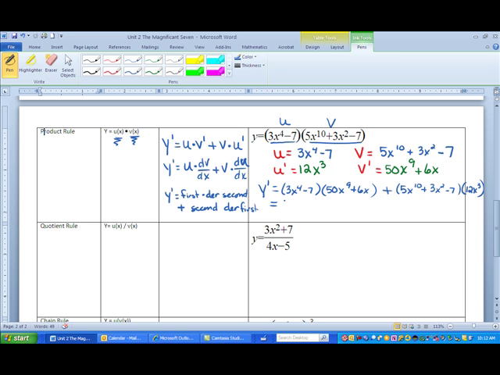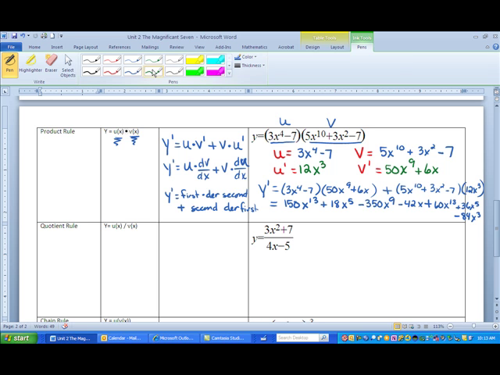So let's FOIL this. That would be 150x to the 13th plus 18x to the 5th minus 350x to the 9th minus 42x. And now multiplying 12x cubed times everything, I'm hoping I can squeeze this in: 60x to the 13th plus 36x to the 5th minus 84x to the 3rd.